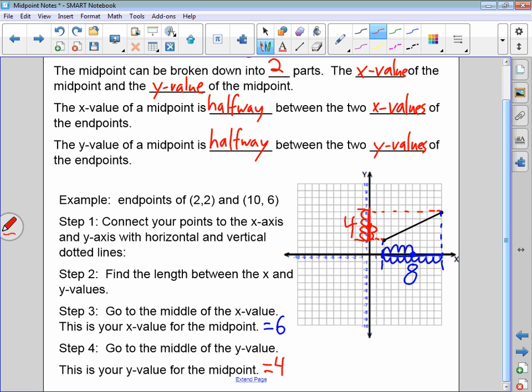And now I need to set those into an ordered pair, which remember is always x then y. So my midpoint is 6, 4. If I go to 6 over and 4 up, 1, 2, 3, 4, 5, 6, and 1, 2, 3, 4, I end up right here at the midpoint of my line segment.